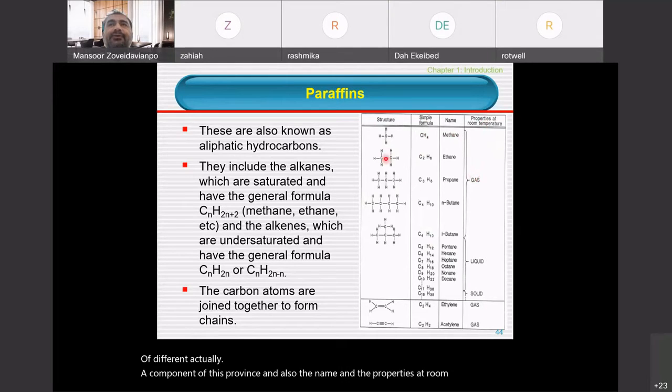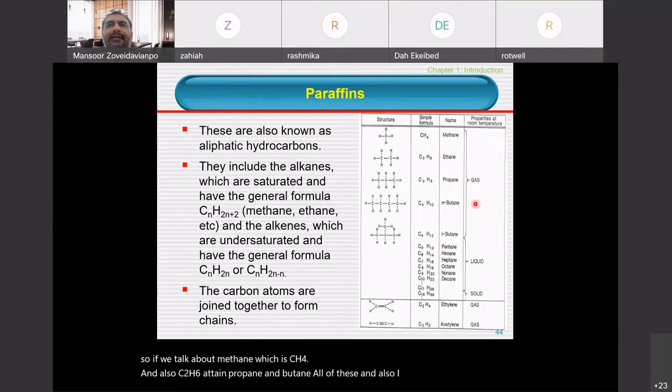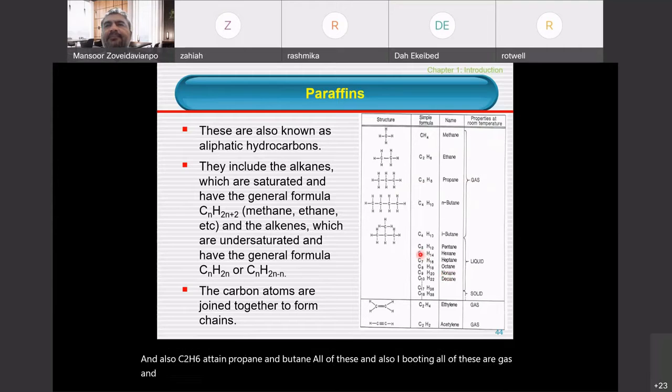Okay, so if we talk about methane, which is CH4, and also C2H6, ethane, propane, n-butane, and also isobutane, all of these are gas. Then carbon numbers from 5 to about 17 are liquid. And more than that, which is asphalt and other major components, are solid.